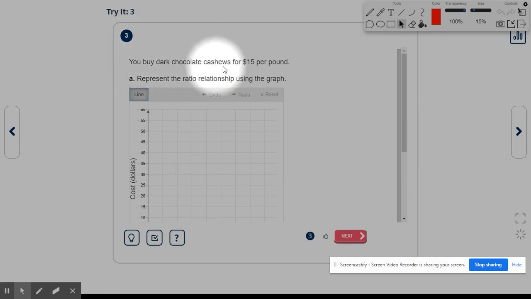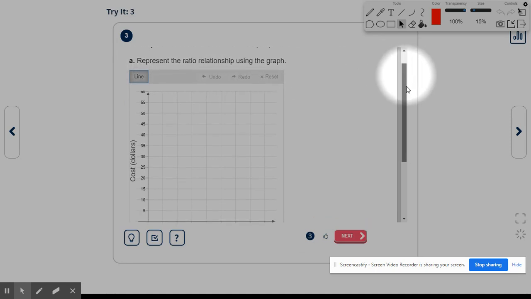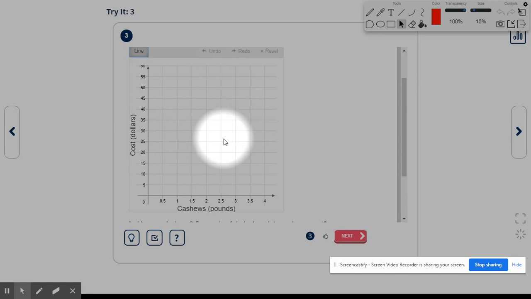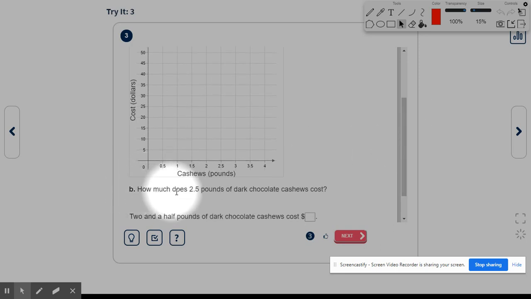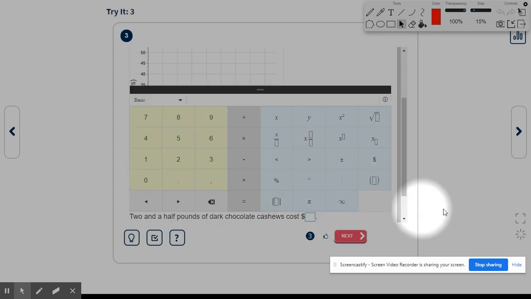You buy dark chocolate cashews for $15 per pound. Represent the ratio relationship using the graph. You are given the coordinate plane, and it's already labeled for you. Your x-axis represents the cashews in pounds, and your y-axis represents the cost in dollars. Next, part B says, how much does 2.5, or 2 and 5 tenths, pounds of dark chocolate cashews cost? This is where you write your answers, okay?